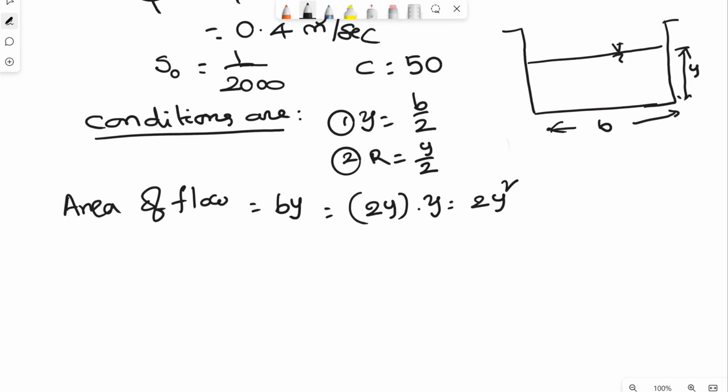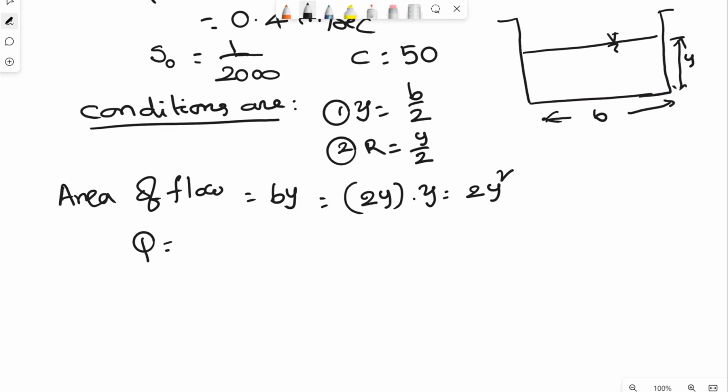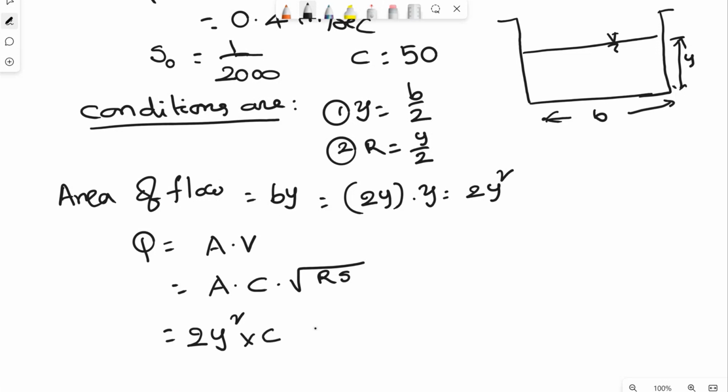Now what is the equation I will use? Q is equal to A into V. Velocity is C root R S. This is the equation, right? Then in this, A is just now 2y square, into C, into square root of, for the most economical condition, R is equal to y by 2, into S. This is S or S naught, whatever it is.